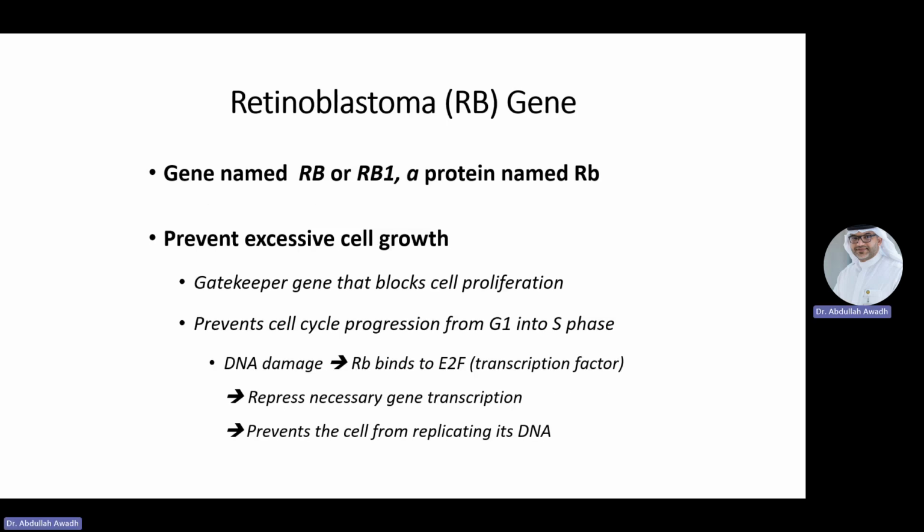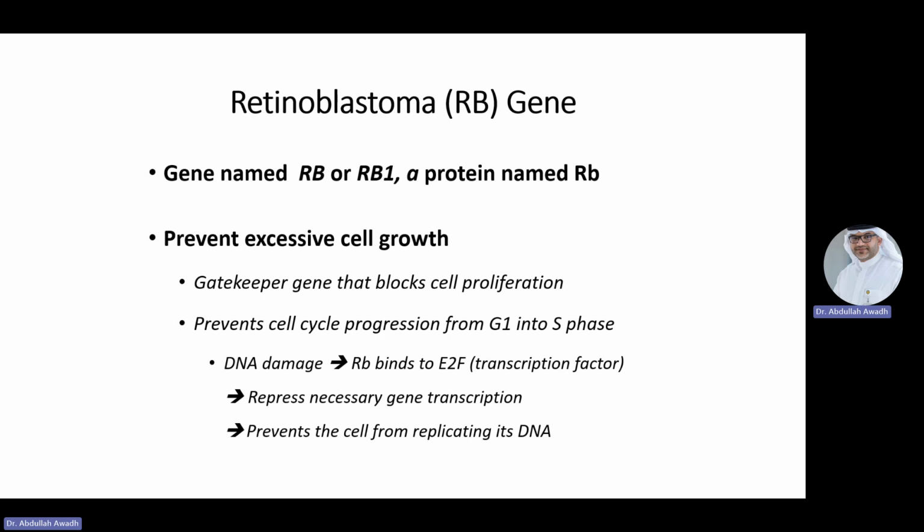Now we'll take two examples of the tumor suppressor genes. The first one is known as retinoblastoma, or RB gene, named RB capital, protein named Rb small. So they prevent excessive cell growth. They are also a gatekeeper gene that blocks cell proliferation. We mentioned gatekeeper and caretaker. Caretaker takes care of the damage, but the gatekeeper blocks the proliferation.